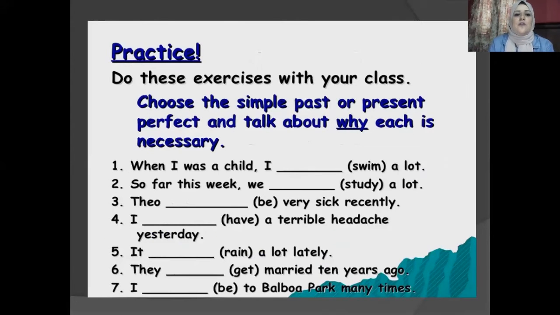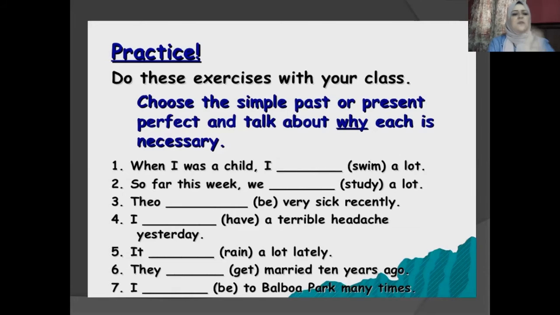Use the correct form of the verb and tell me why exactly you use this. When I was a child, I swim a lot. I what? Excellent. I swam a lot. Excellent. So why did we use swam, not I have swum?